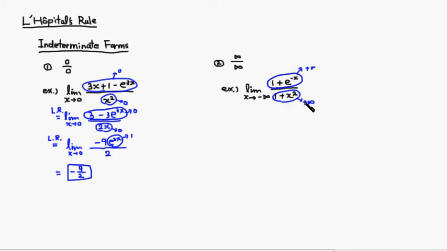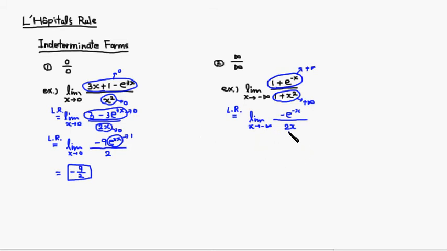So if you get infinity over infinity, then we can just take the derivative of top and bottom. So applying L'Hopital's rule here, you have the limit as x approaches negative infinity. The derivative of the bottom is 2x. On top, the derivative of 1 is 0, and the derivative of e to the negative x is negative e to the negative x. So let's do it again.